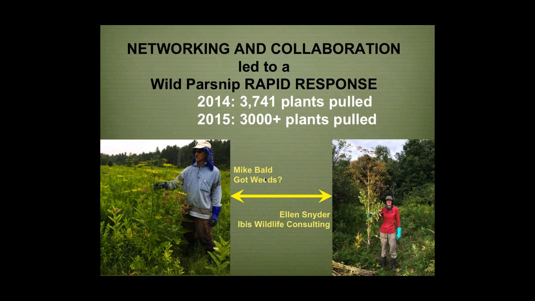We were late in the season, so we did miss a lot, and some of the plants had gone to seed. So we knew we were going to have to come back anyway the next year, and we did that again last summer, and again pulled about 3,000 plants. There were fewer plants, and we're hoping that as the years go by, there will be fewer and fewer plants. We already have plans in place to go back next year.